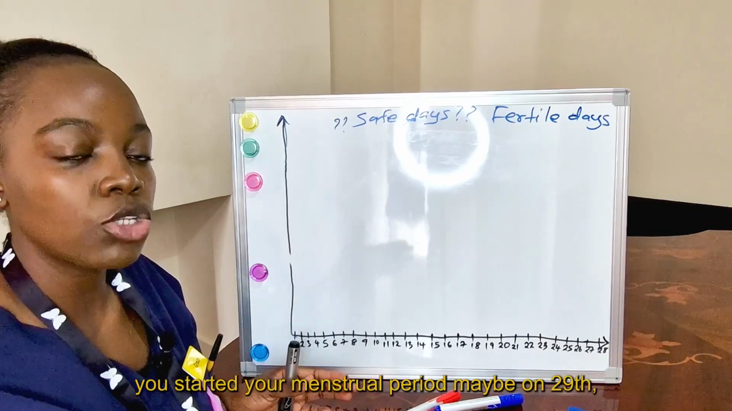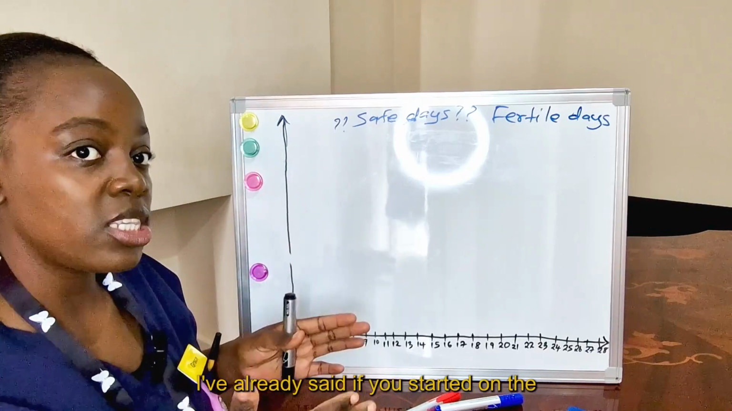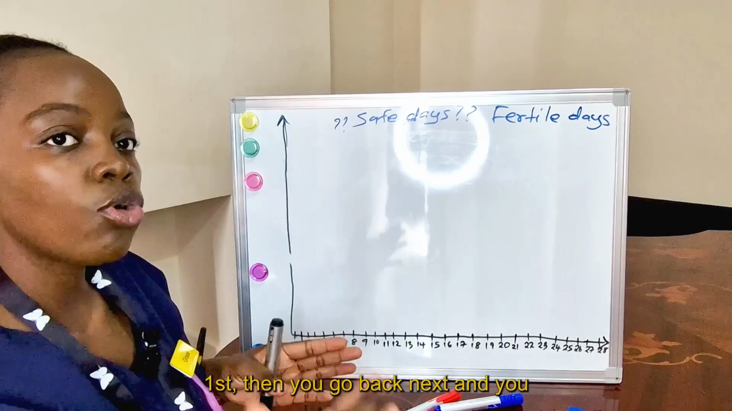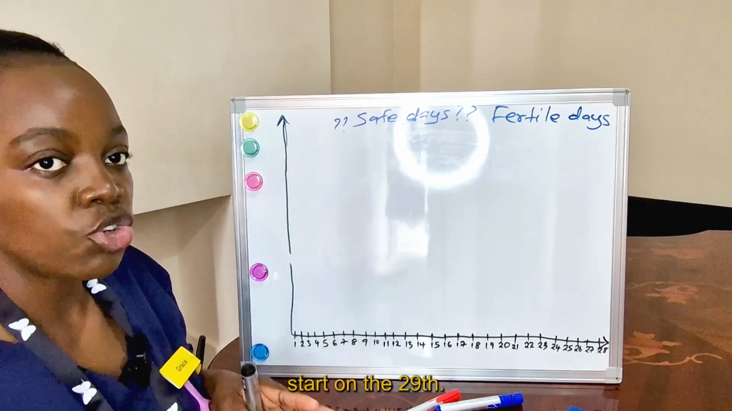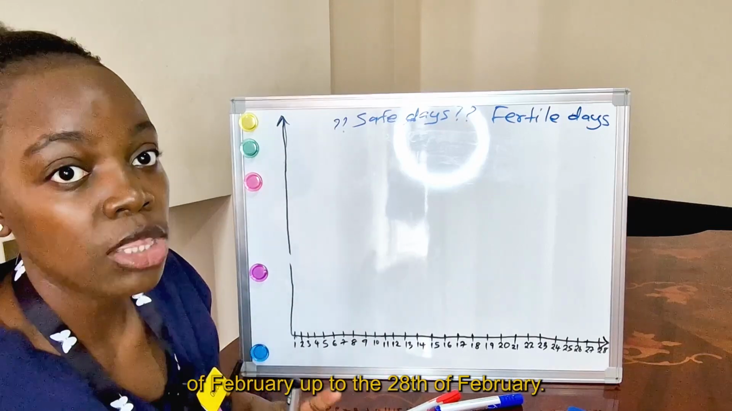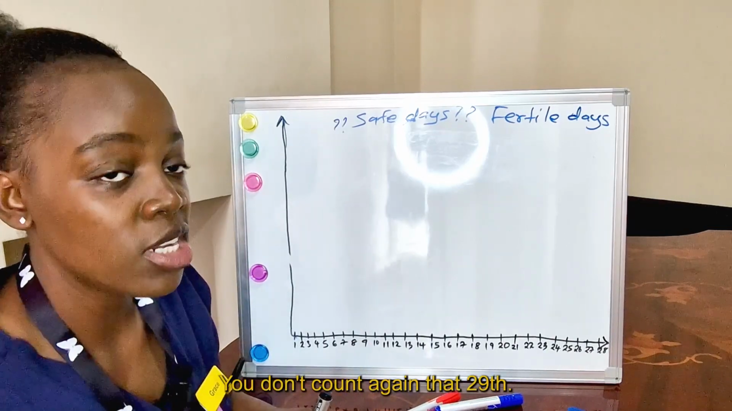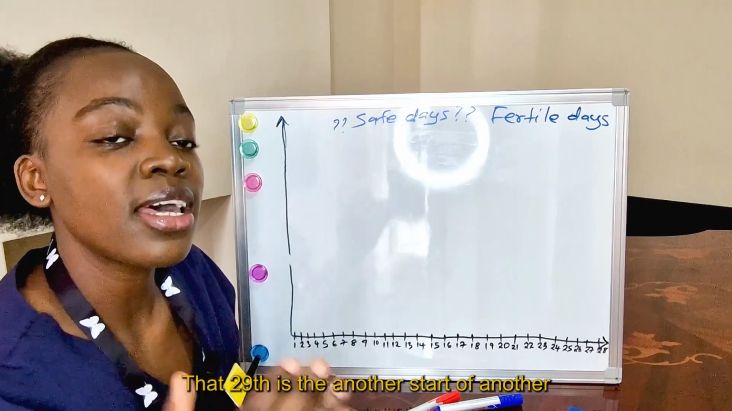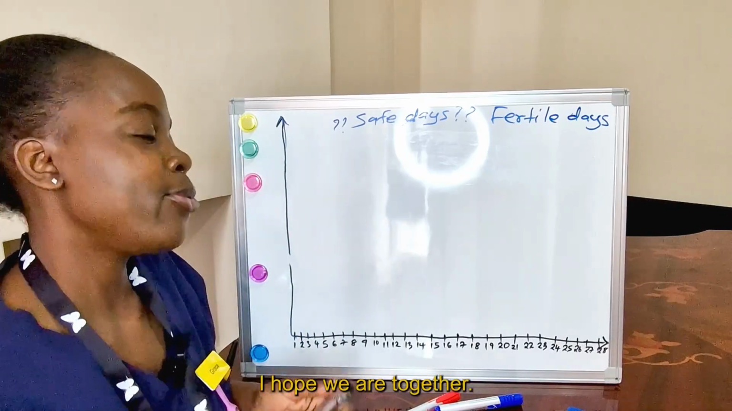So the day that you see your menstrual period, just go back. If you started your menstrual period on the 29th, then your cycle is simply from the 1st of February up to the 28th of February. You don't count that 29th again. That 29th is the start of another cycle. I hope we are together.